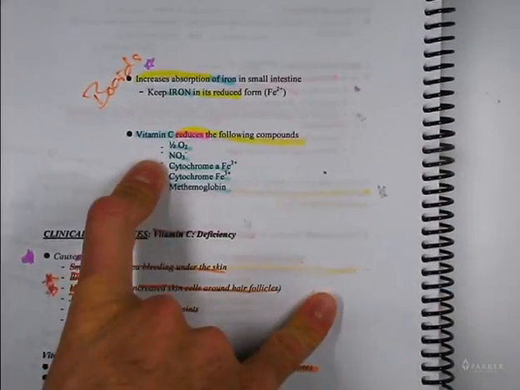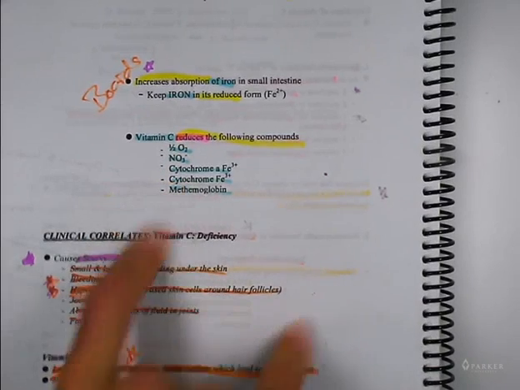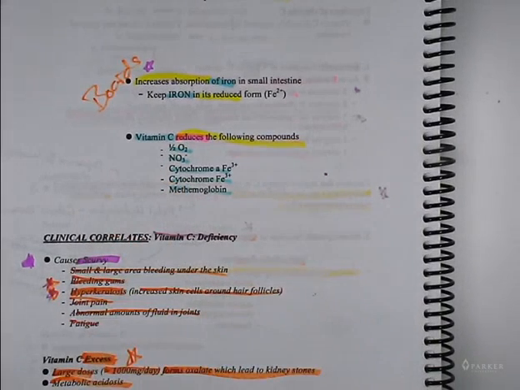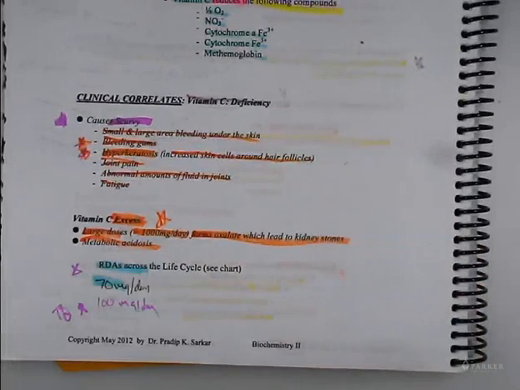Vitamin C reduces the following compounds: oxygen, nitrates, cytochromes. Don't worry about it. Reduces is antioxidizes, right? Because an antioxidant is something that reduces. It does the opposite of oxidation. So AKA for, and don't call it this, nobody's going to take you seriously, but an antioxidant could also be called a reducer.